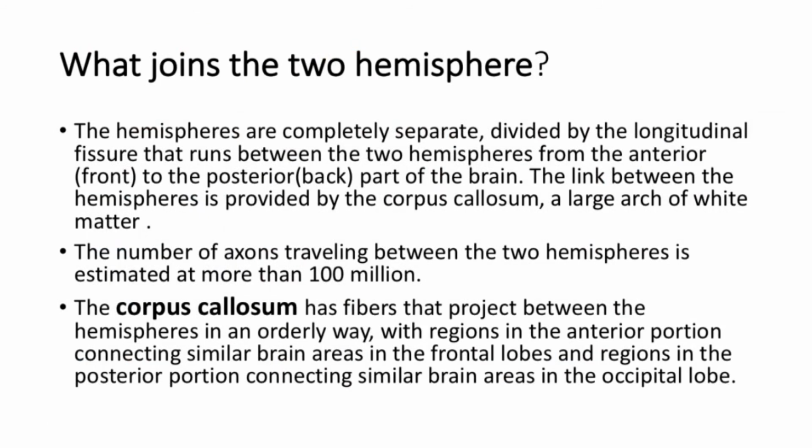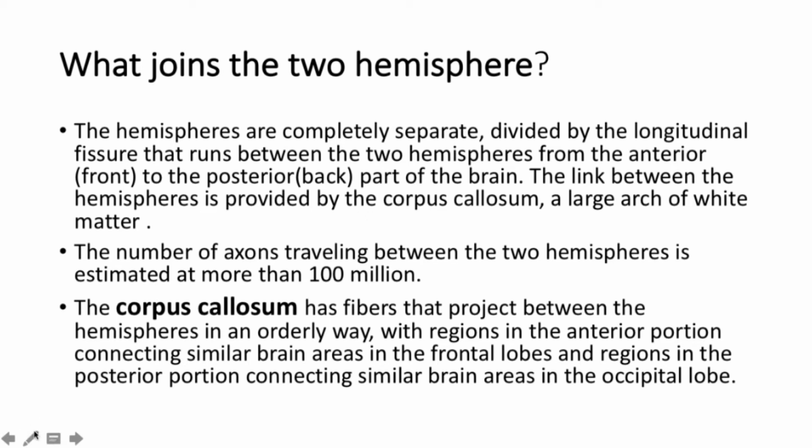So the question, as I told you, is what joins the two hemispheres. The hemispheres are completely separate, individualistic, divided by the longitudinal fissure that runs between the two hemispheres from the anterior or frontal part to the posterior or back part of the brain. The link between the hemispheres is provided by the corpus callosum.